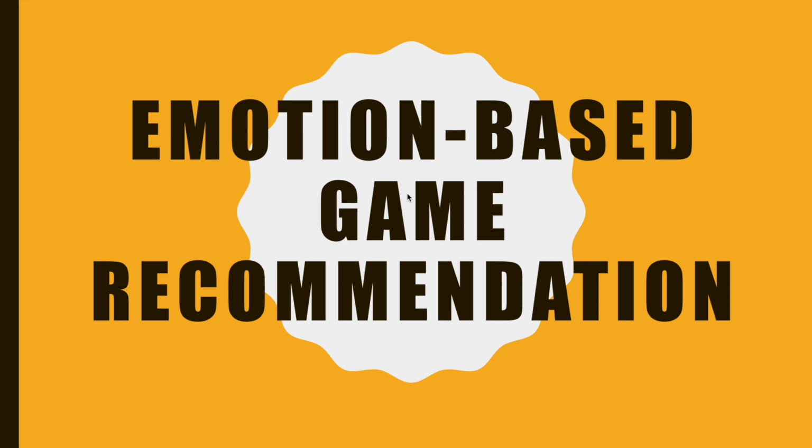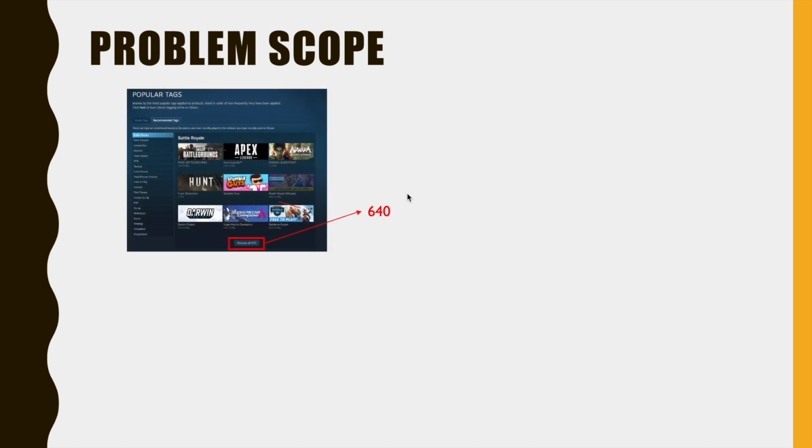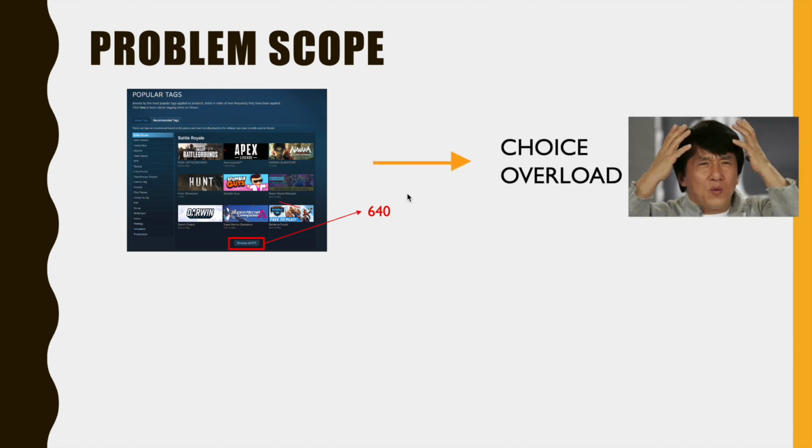Our project is a mood-based game recommendation system. Suppose Jackie wants to play online games. He goes to the most popular gaming application, Steam, for suggestions. But there is a problem. There are too many games to choose from. For example, here there are around 640 games.